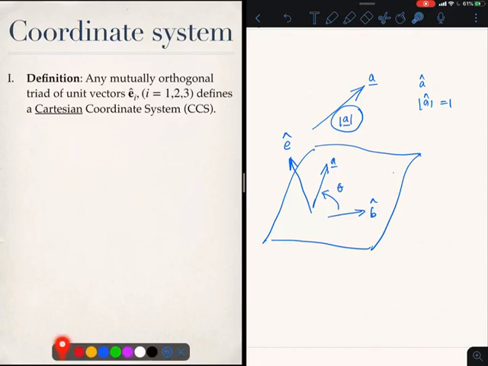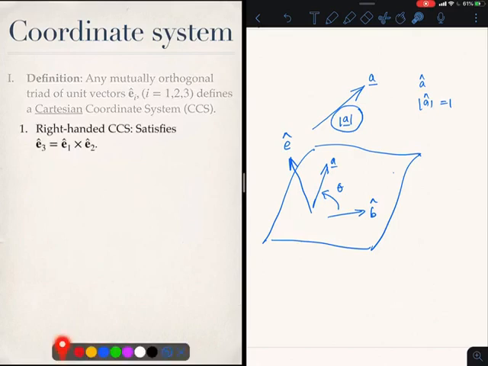So let's see. The definition of a coordinate system is easy. It's any mutually orthogonal triad of unit vectors e-hat-i, note the hat over there, where i is 1, 2 or 3, defines a Cartesian coordinate system, which we will abbreviate often as a CCS or just a CS. All right, so there are two types of coordinate systems, a right-handed and a left-handed coordinate system. We are going to use a right-handed coordinate system which satisfies this condition.